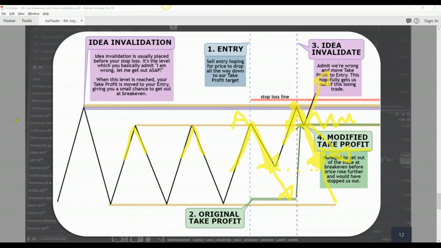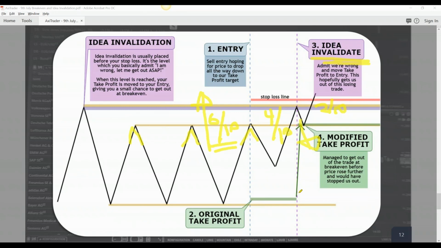Let me explain that in a very simple drawing, right? I'm running out of time. Basically, if you're playing this kind of strategy, 6 out of 10 times you're profitable, 4 out of 10 times you're losing, right? If you can reduce this 4 out of 10 times to 2 out of 10 times with idea invalidation, your profitability of this trade will shoot up by a lot. It's not only about increasing your wins, it's about decreasing your losses.